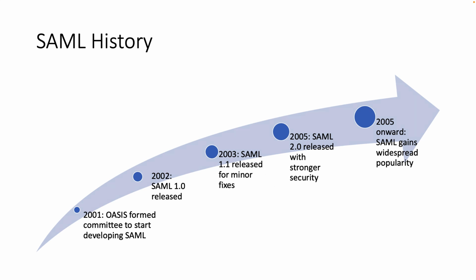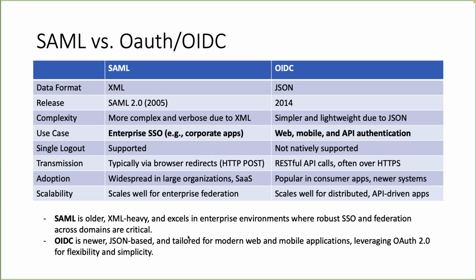But some major concerns were raised regarding the security of SAML 1.1. So in the year 2005, SAML 2.0 was released with stronger security enhancements to fix those issues. And since then, SAML started to be widely spread and used among enterprises for single sign-on.